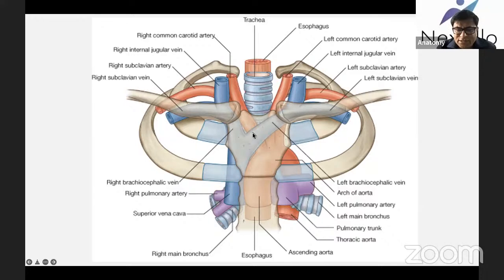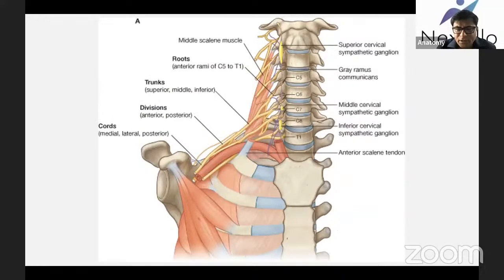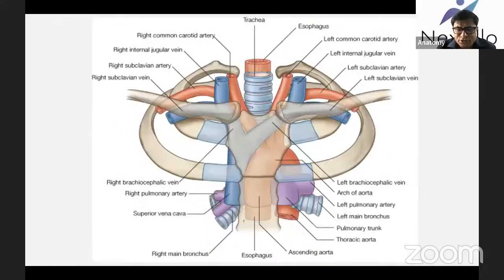In case they ask what lies immediately behind the upper half of the manubrium, it is the left brachiocephalic vein. What lies immediately behind the lower half of the manubrium is the arch of the aorta. All right, so these are a few MCQs which might be asked.